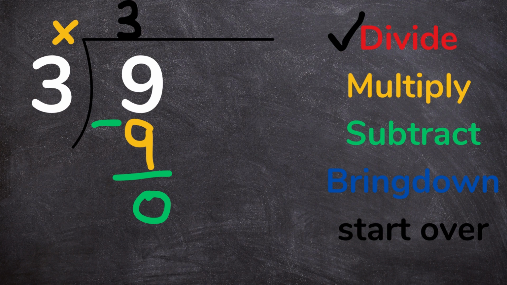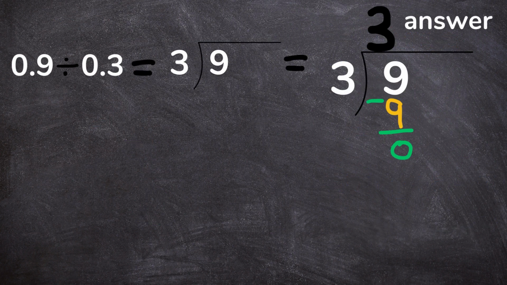So 0.9 divided by 0.3 is equal to 3. That's your answer.